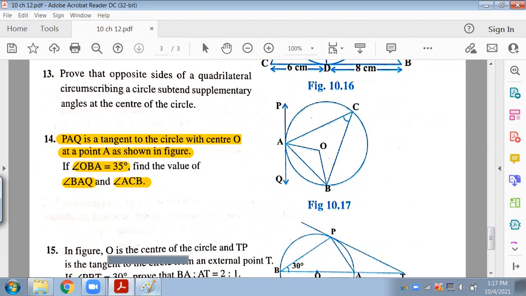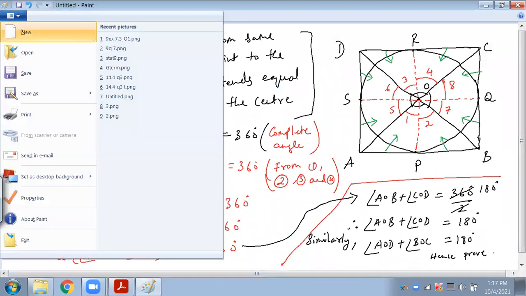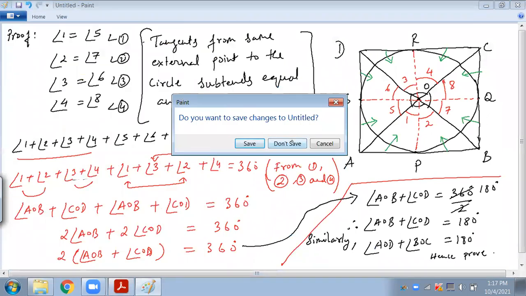Okay, let's take it. Okay, question number 14. So I'm drawing the figure.